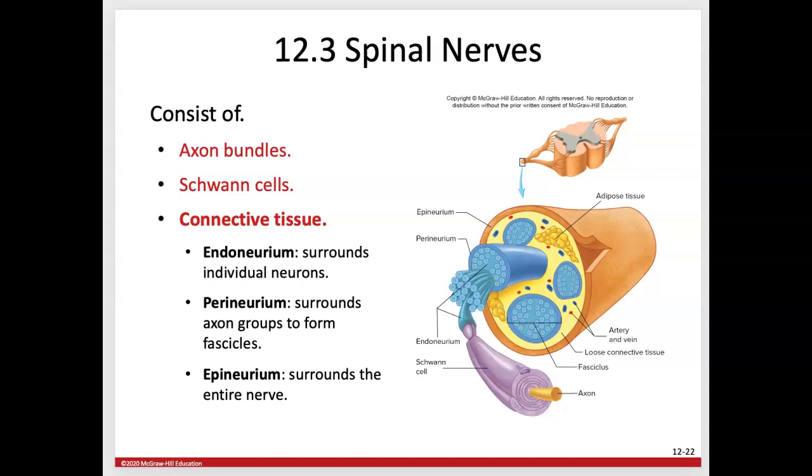Just like we have connective tissue layers around each individual muscle part, same thing with spinal nerves. You have the endoneurium, perineurium, and the epineurium. The endoneurium surrounds individual neurons. The perineurium surrounds axon groups to form fascicles. So each individual fascicle group is surrounded by the perineurium, and the epineurium surrounds the entire nerve.